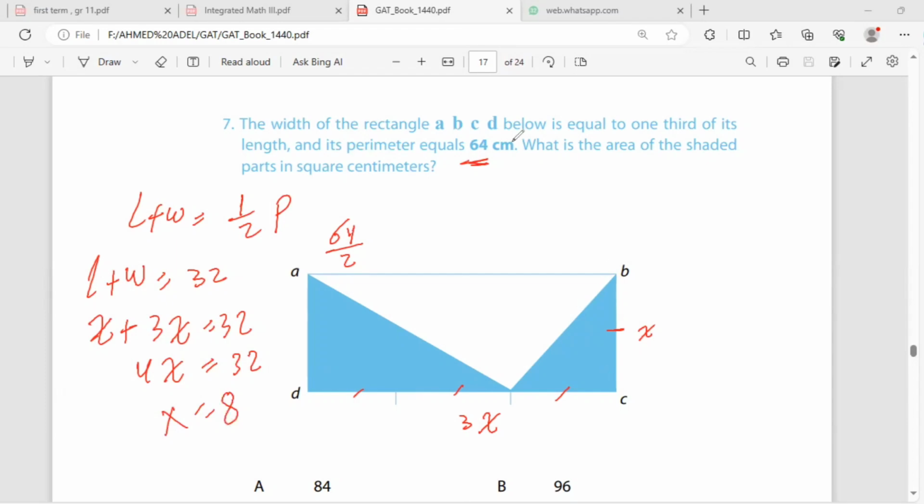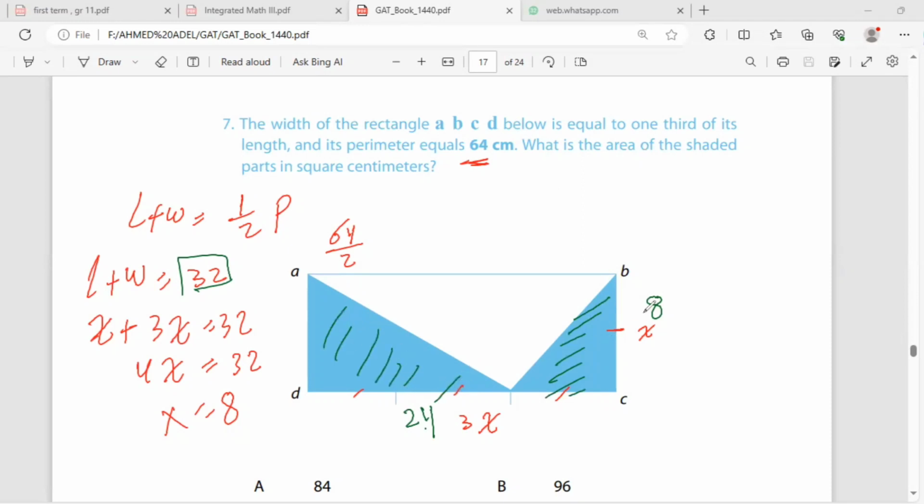So this width equals 8. And this length is going to be 3 times 8, 24. So 24 plus 8 is 32, and the perimeter is going to be 64. What's the area of the shaded part? He asked me to find the area of the shaded part.